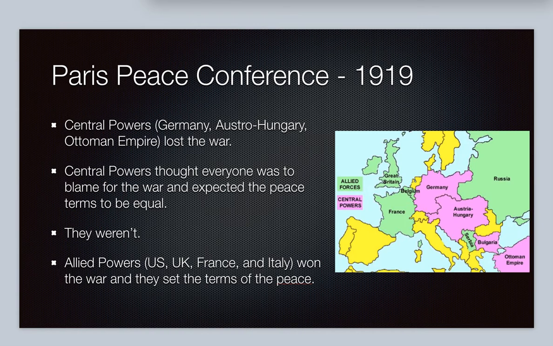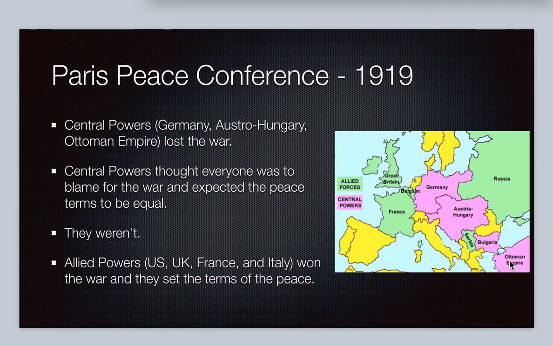So the Central Powers, which included Germany, here in pink, Austria-Hungary, Bulgaria, and the Ottoman Empire, lost the war. The Central Powers thought everyone was to blame for this war because everybody took part in it and they expected the peace terms to be equal. But they weren't. That was not the case.